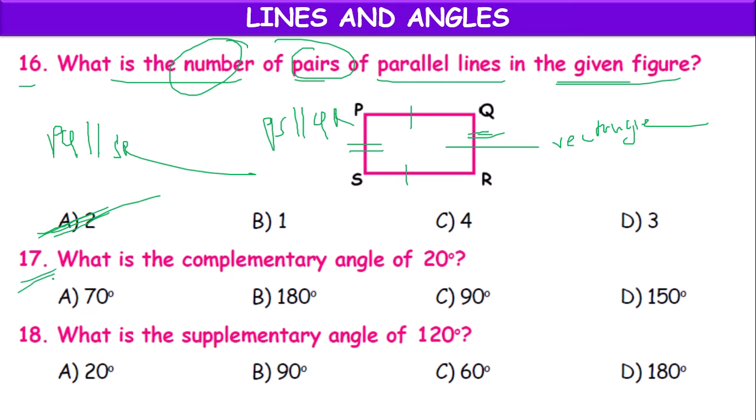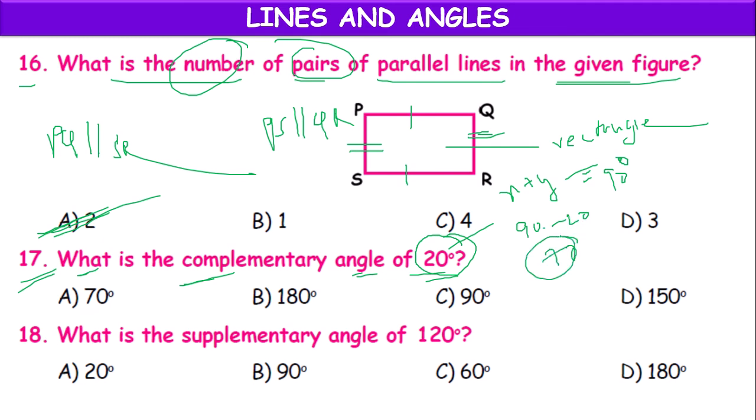Next, the 17th question. What is the complementary angle of 20 degrees? Two angles X and Y are said to be complementary if their sum is equal to 90 degrees. If you know one angle, to find its complement, we have to subtract that angle from 90 degrees. 90 minus 20 equals 70, so that these two sum to 90. So the complementary angle of 20 degrees is 70 degrees.